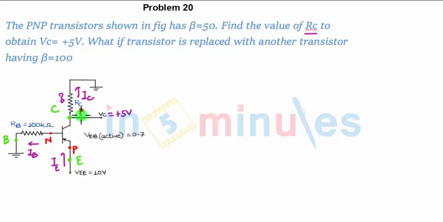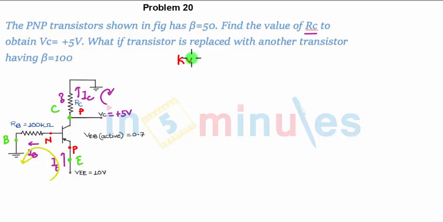Then in order to find the value of RC, we need to know the current flowing through RC, because if you know VC and you apply KVL, and you know the value of current, you can find the value of RC. So for that, we can apply KVL in this loop. When you are applying KVL over here, what will be the equation?